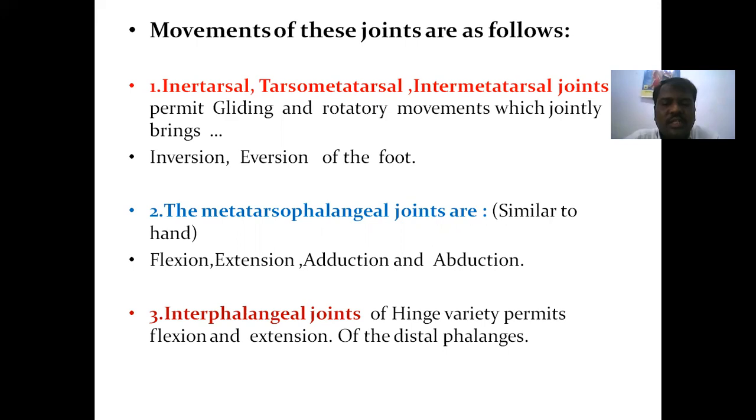Next, the metatarsophalangeal joints. These are similar to the hand, like the metacarpophalangeal joint. Similarly, flexion, extension, adduction, and abduction are identified in these joints. Next is the interphalangeal joints. This is a hinge variety of joint that permits only flexion and extension.